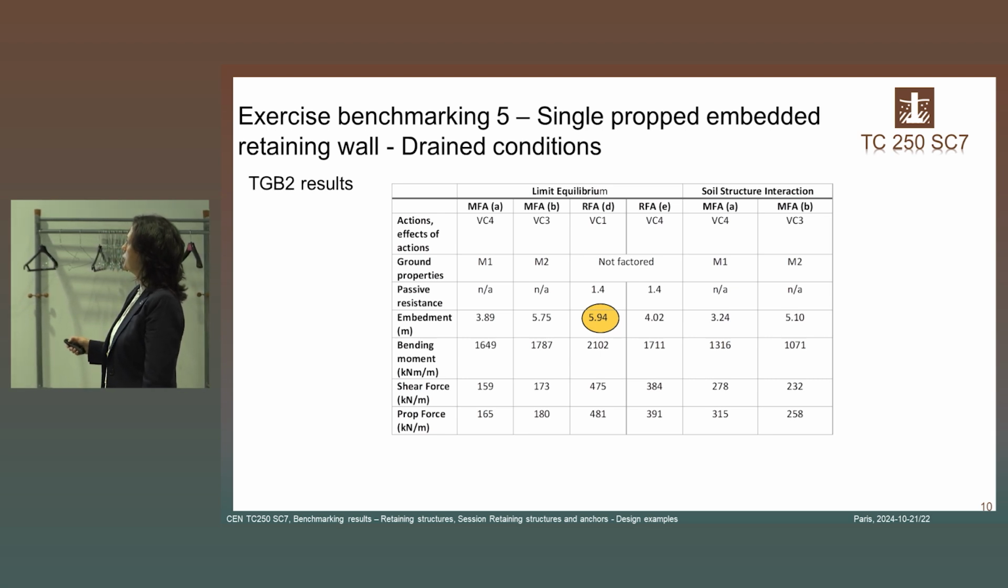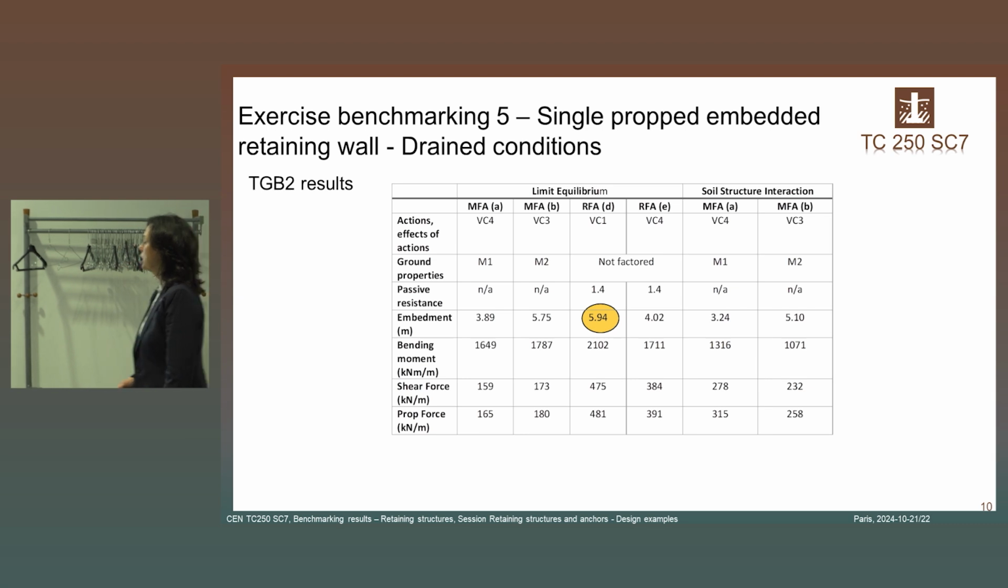And here we can see for soil structure interaction only MFA with the two combinations. We can find here in MFA combination B together with VC3 5.10 meters the embedment length, but the values for the structural forces are much lower than those found using the limit equilibrium method.